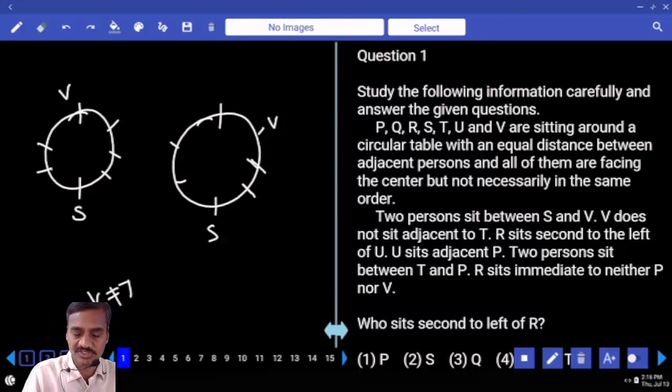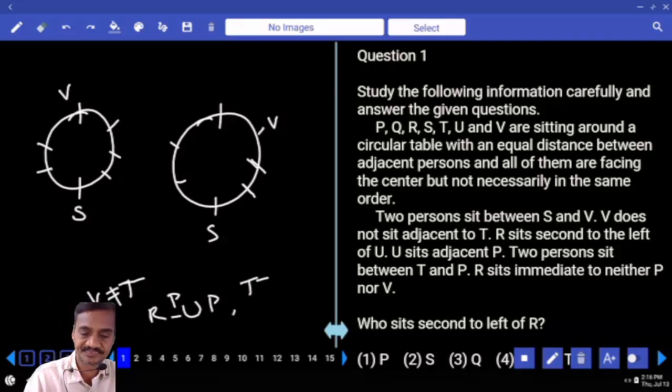And next, R sits second to the left of U. R is seated second to the left of U. And U sits adjacent to whom? U is adjacent to P. And two persons between T and P. Now in between T and P, how many persons are there? There must be exactly two persons. T and P, there are two.